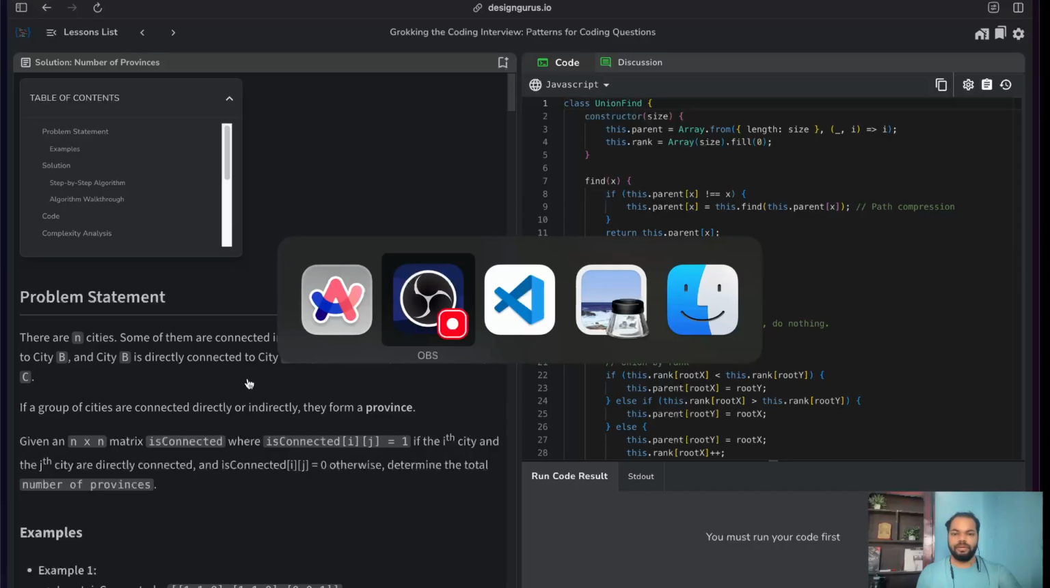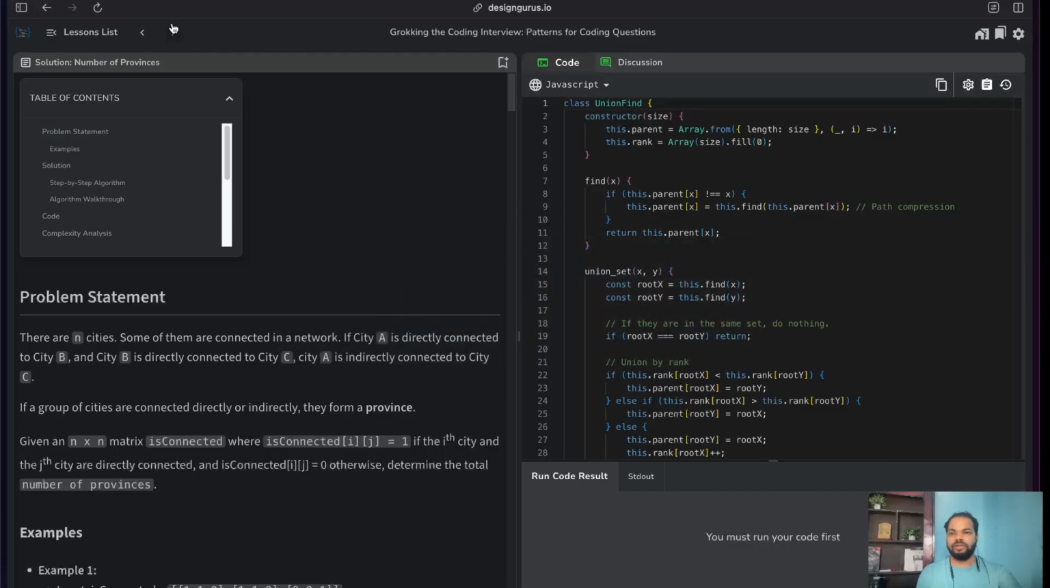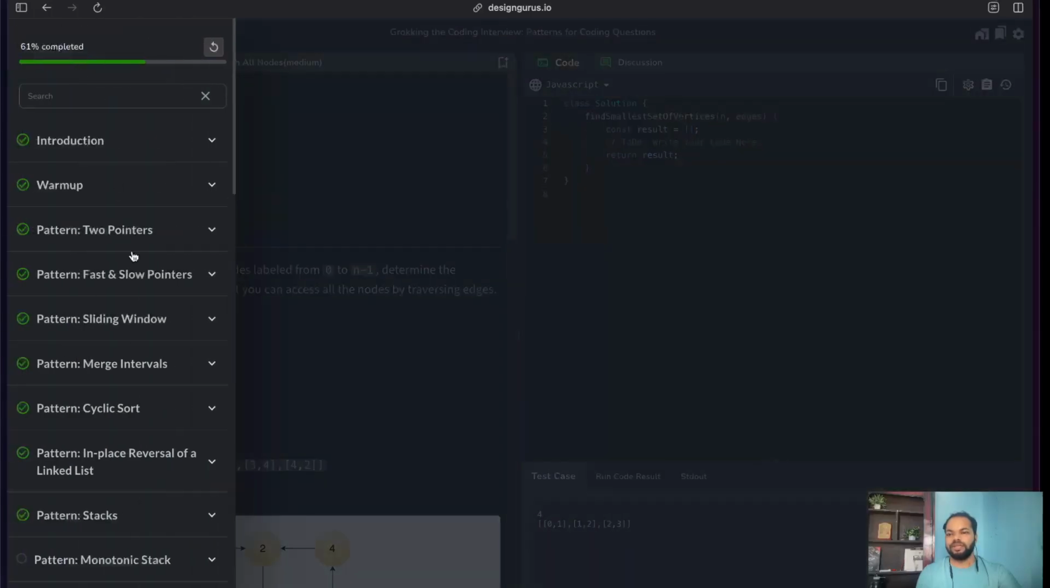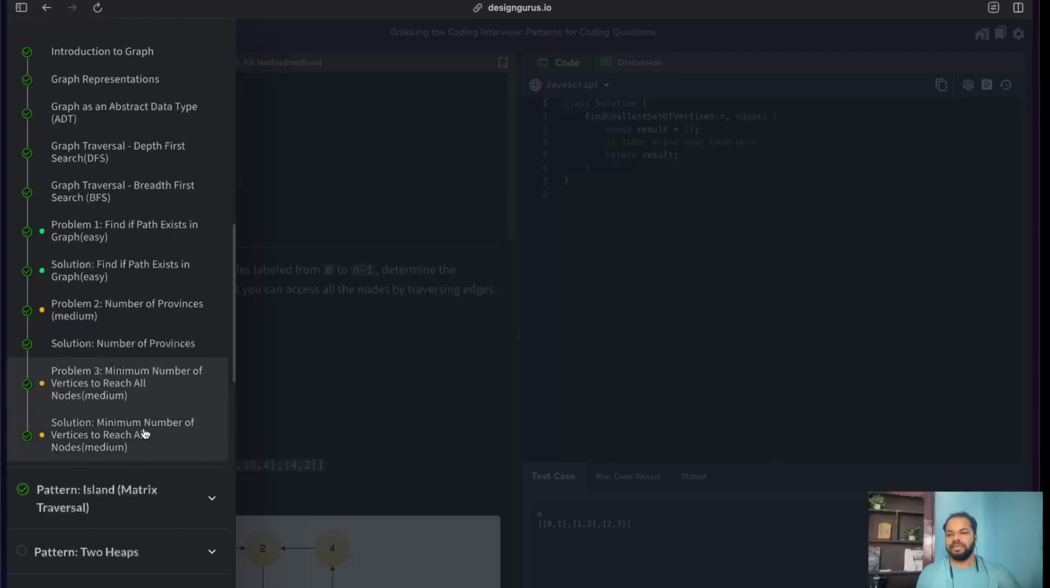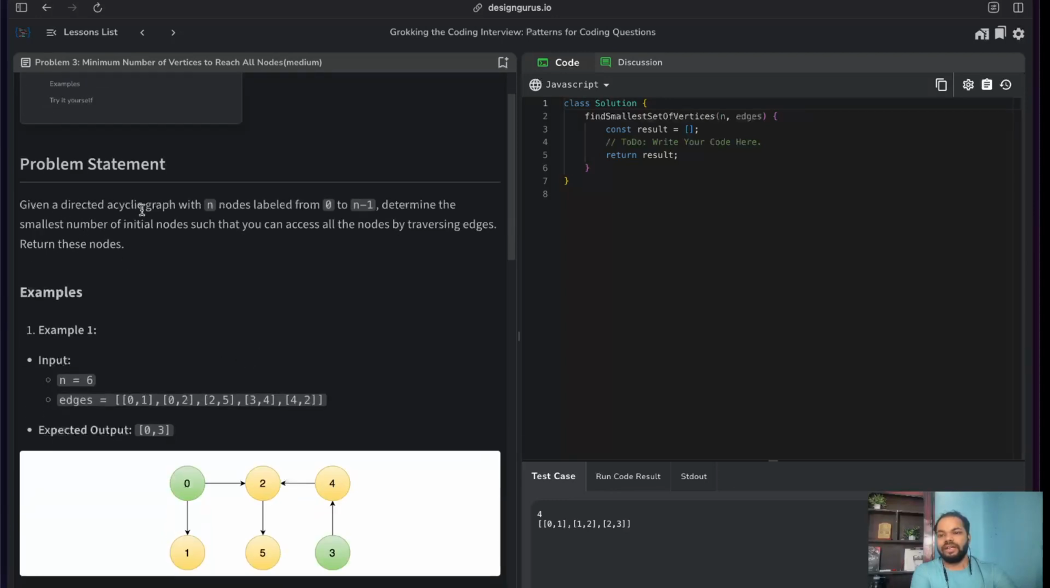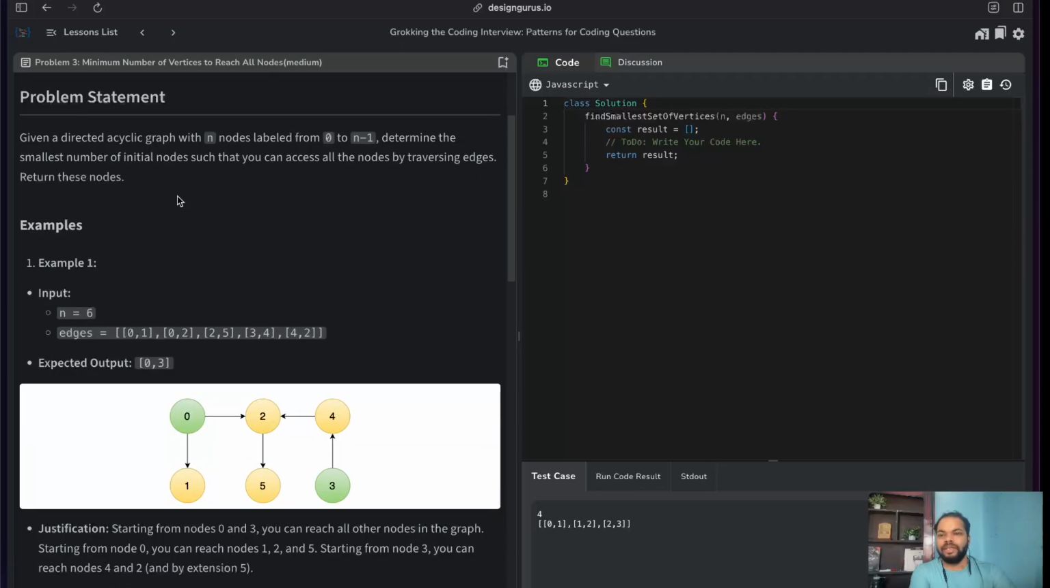That's okay, no problem. Let's move to the last and final question for today, and that is minimum number of vertices. Let me see how many questions are remaining. Yeah, minimum number of vertices. This is the last one. So, minimum number of vertices to reach all nodes. Given a directed acyclic graph, there are no cycles, with n nodes labeled from 0 to n minus 1, determine the smallest number of initial nodes such that you can access all the nodes by traversing edges. Return these nodes.